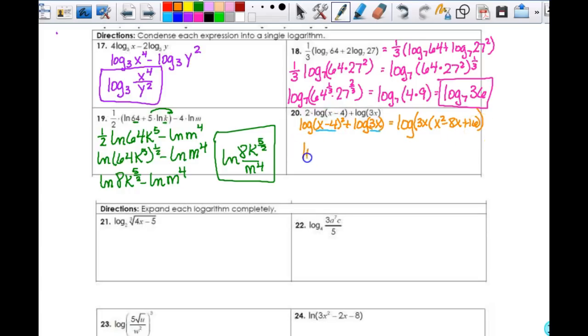Then I need to distribute that, so that's going to get the log of 3x cubed minus 24x squared plus 48x. And these parentheses here are very important. If they don't exist, then you're only taking the log of that first term. And that is my condensed into one logarithm. So now we're going to do the reverse of that and expand them.